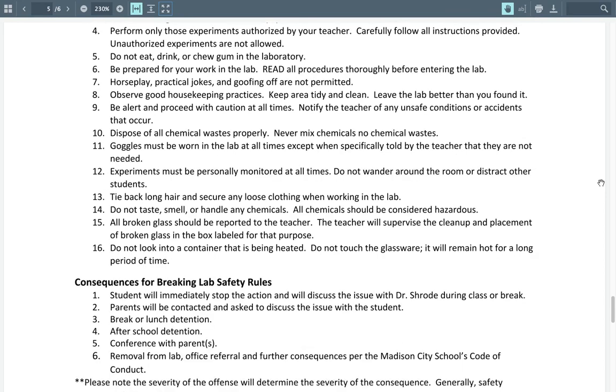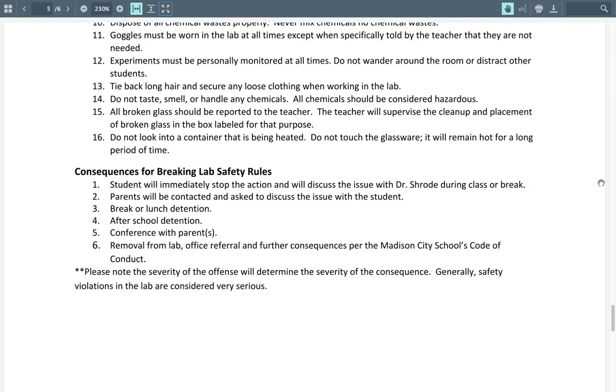All right, so we're going to go over consequences for breaking lab safety rules. The student will immediately stop the action and will discuss the issue with your teacher, Dr. Schroed or Miss Allen or Miss Brown, during class or break. Parents will be contacted and asked to discuss the issue with students. Break or lunch detention may be issued. If this continues, then after school detention will be issued.